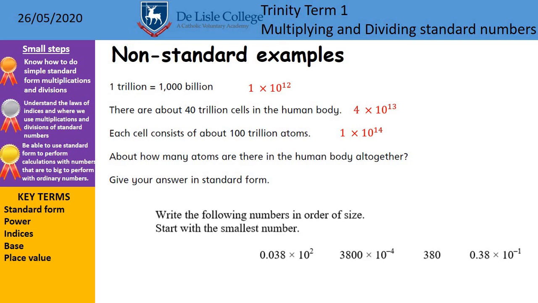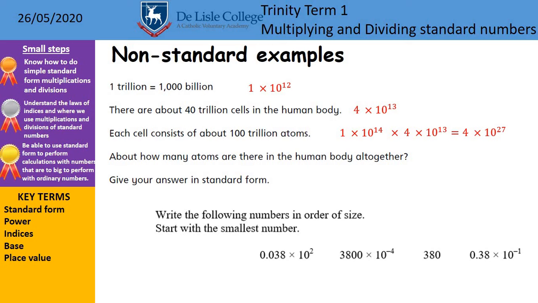So how many atoms are in the human body? We simply need to do 1 times 4 is 4. 10 to the 14 multiplied by 10 to the 13 is 10 to the power 27.